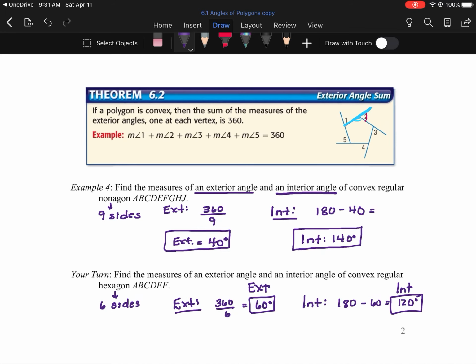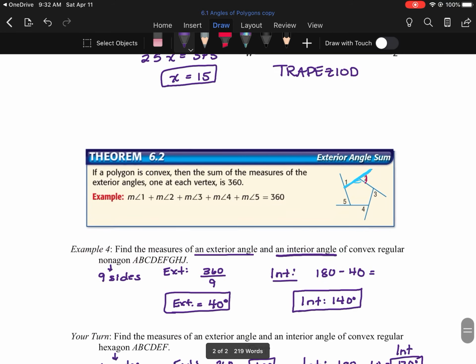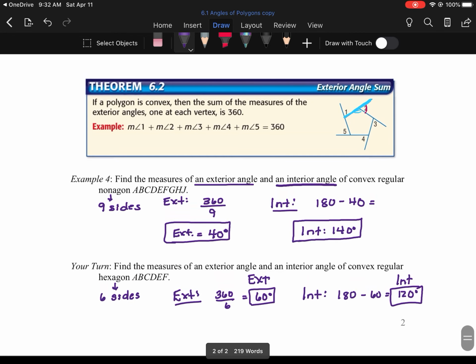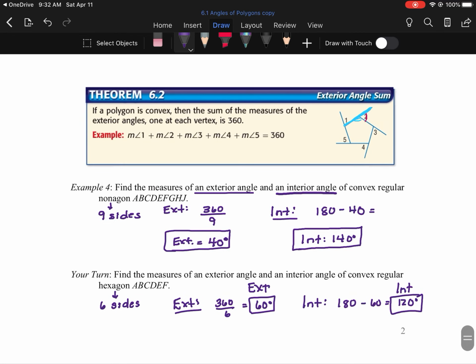All right, so for the last one, you should have got the exterior angle to be 60 degrees and the interior angle to be 120 degrees.